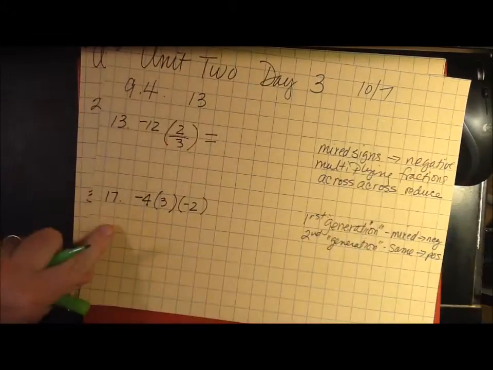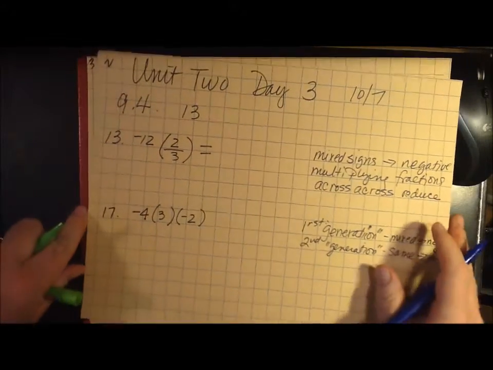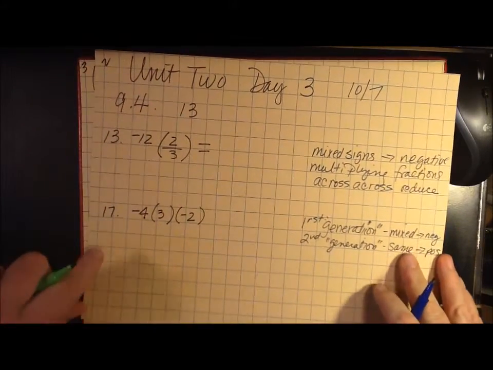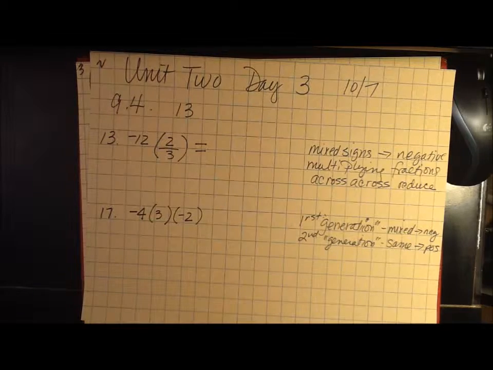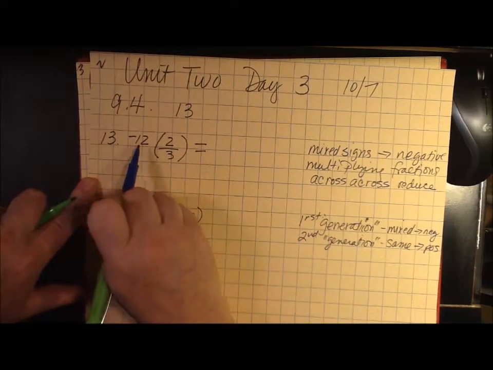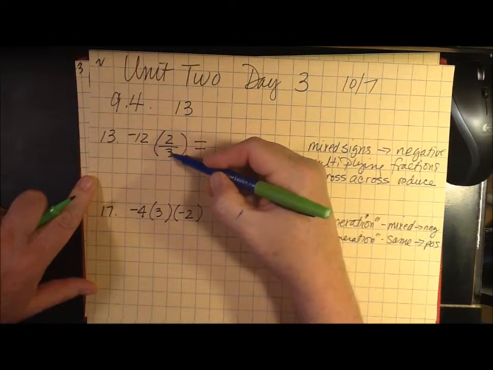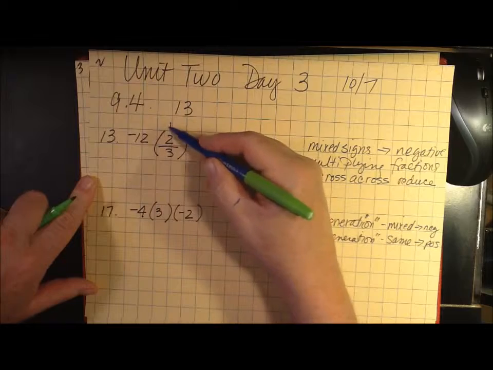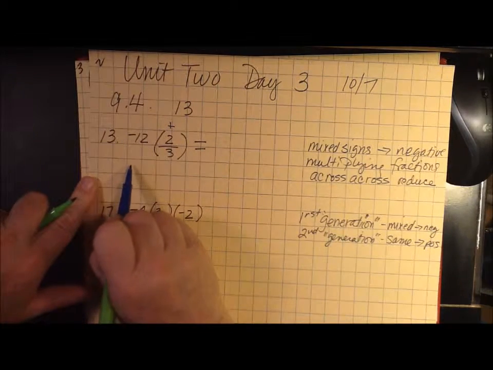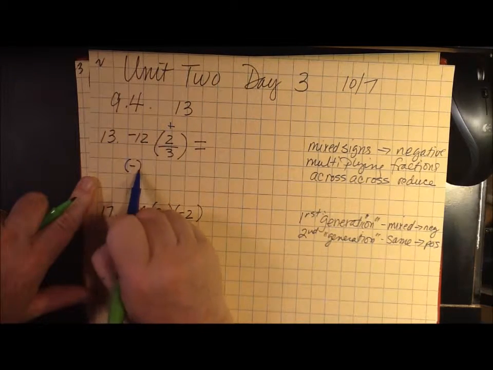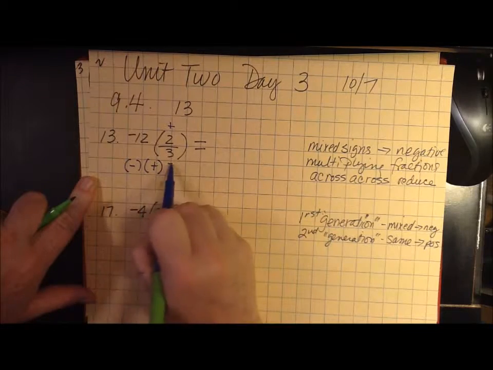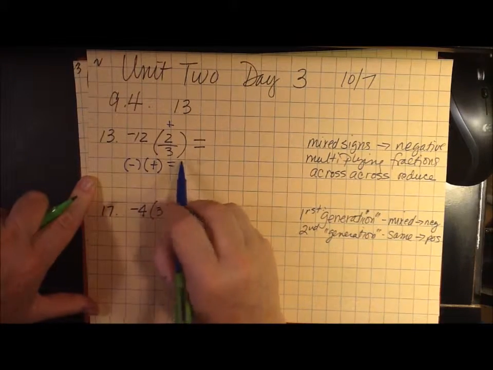Let's look at the next one. Here, okay, we have some fractions going on. First of all, I want you to think about looking at the signs. So here I have a negative times a positive. And remember, even if you look at this fraction, it's 2 positives, so the whole thing is positive. So here I have a negative times a positive is a negative. Mixed signs mean minus.